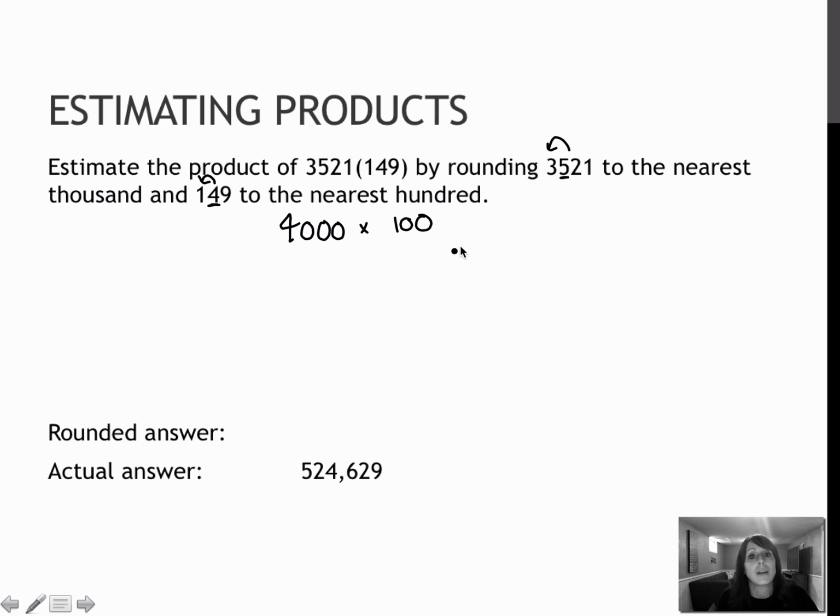So this one is not going to be as good of an estimation, but obviously 4 times 1 is 4. And I have 1, 2, 3, 4, 5 zeros. So my rounded answer is only 400,000, whereas my actual answer is 524,629. So this one was not as good of an estimation, but estimations aren't supposed to be exact.